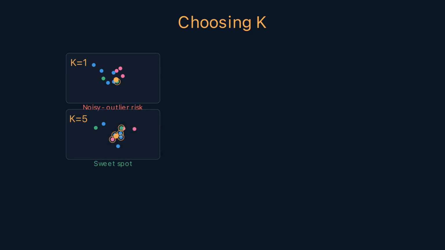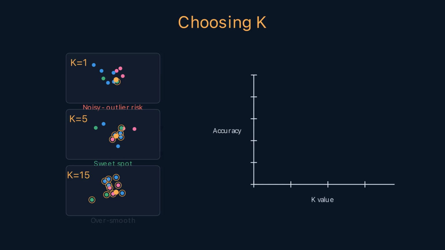The choice of K matters. K equals 1. Look only at the single closest person. Fast. But what if that one person is an outlier? An engineer who wandered over to the design corner to borrow a pen. You'd misclassify the new guest based on one fluke.